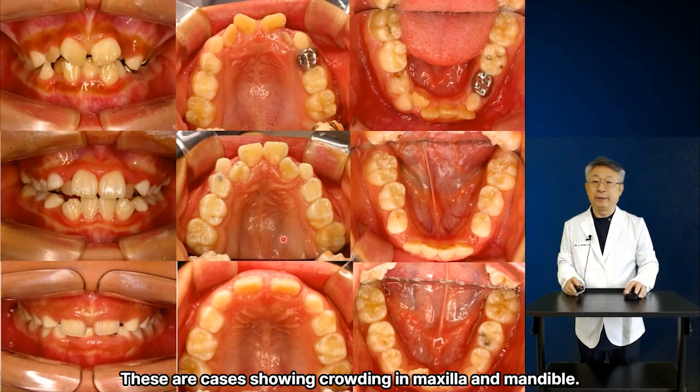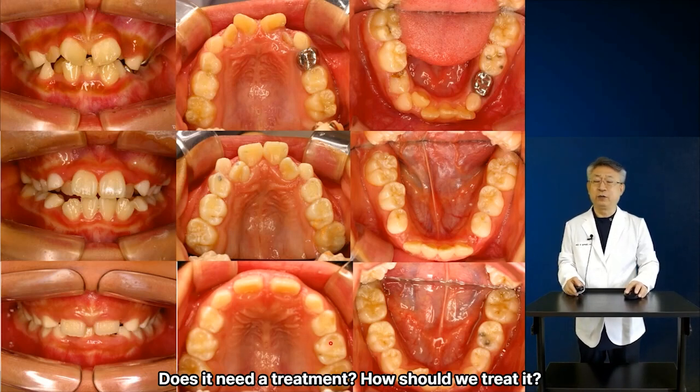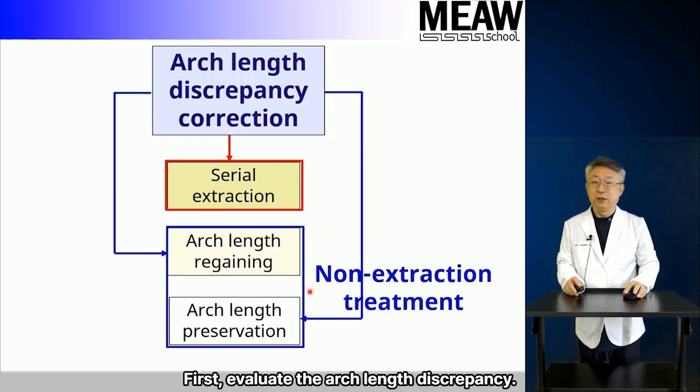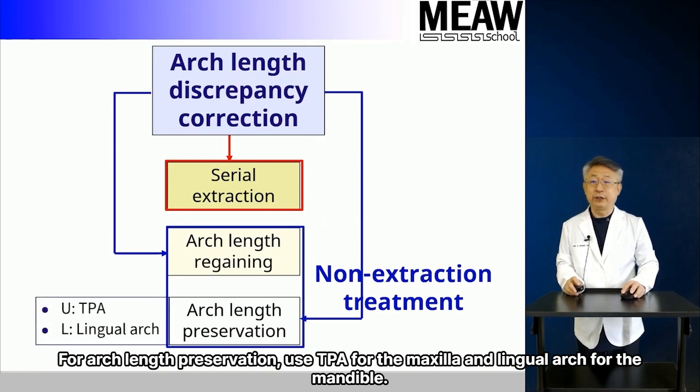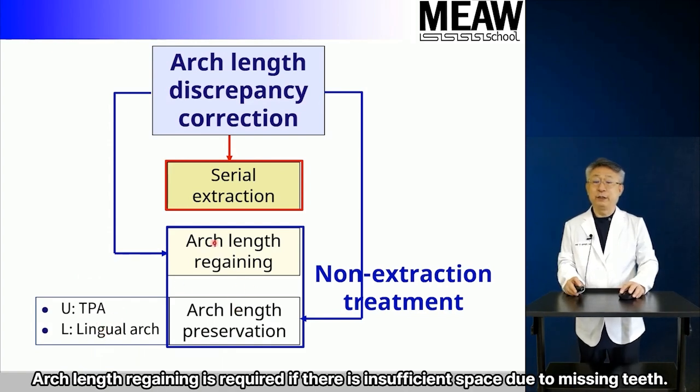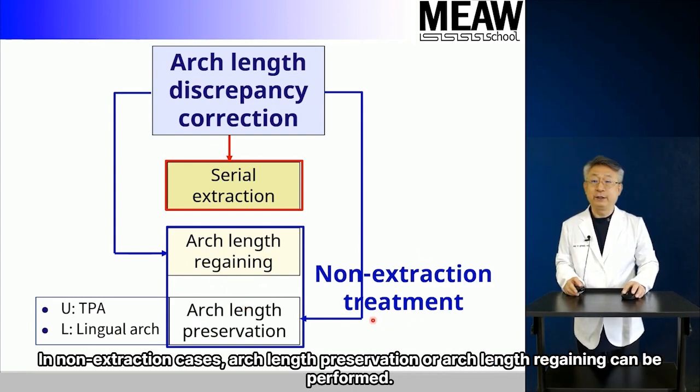These are cases showing crowding in the maxilla and mandible. Does it need a treatment? How should we treat it? First, evaluate the arch length discrepancy. For arch length preservation, use TPA for the maxilla and lingual arch for the mandible. Arch length regaining is required if there is insufficient space due to missing teeth. In non-extraction cases, arch length preservation or arch length regaining can be performed.